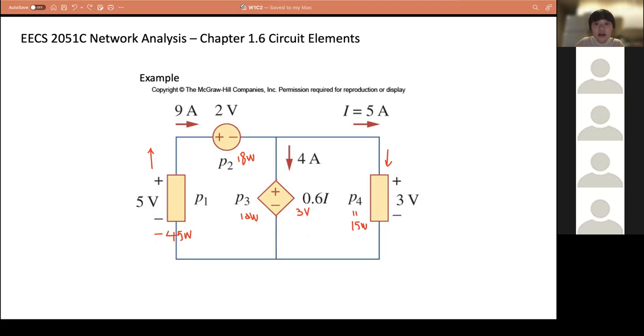Makes sense. We have a good answer. Oh, we have a question. Can I explain how the 3 watts? You mean like the P3, why this is 3 watts? That's what you mean? Oh, P3, yes.